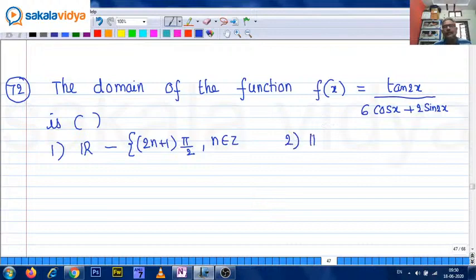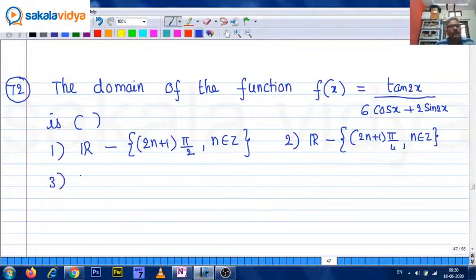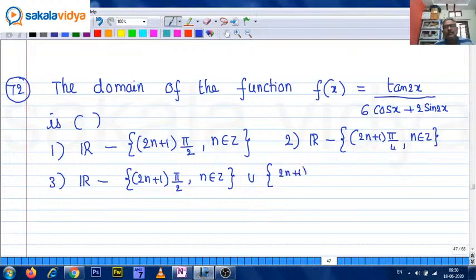Second one, R minus 2n plus 1 pi by 4, n belongs to Z. Third one, R minus 2n plus 1 pi by 2, comma n belongs to Z, union 2n plus 1 pi by 4, n belongs to Z. Fourth one is set of real numbers.